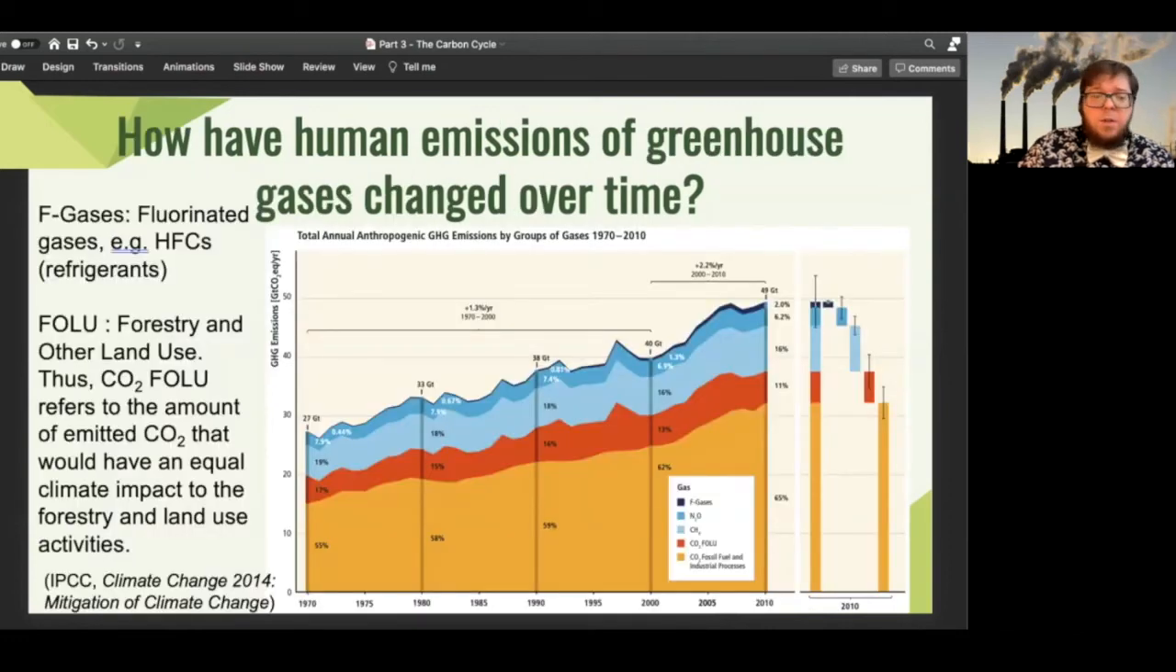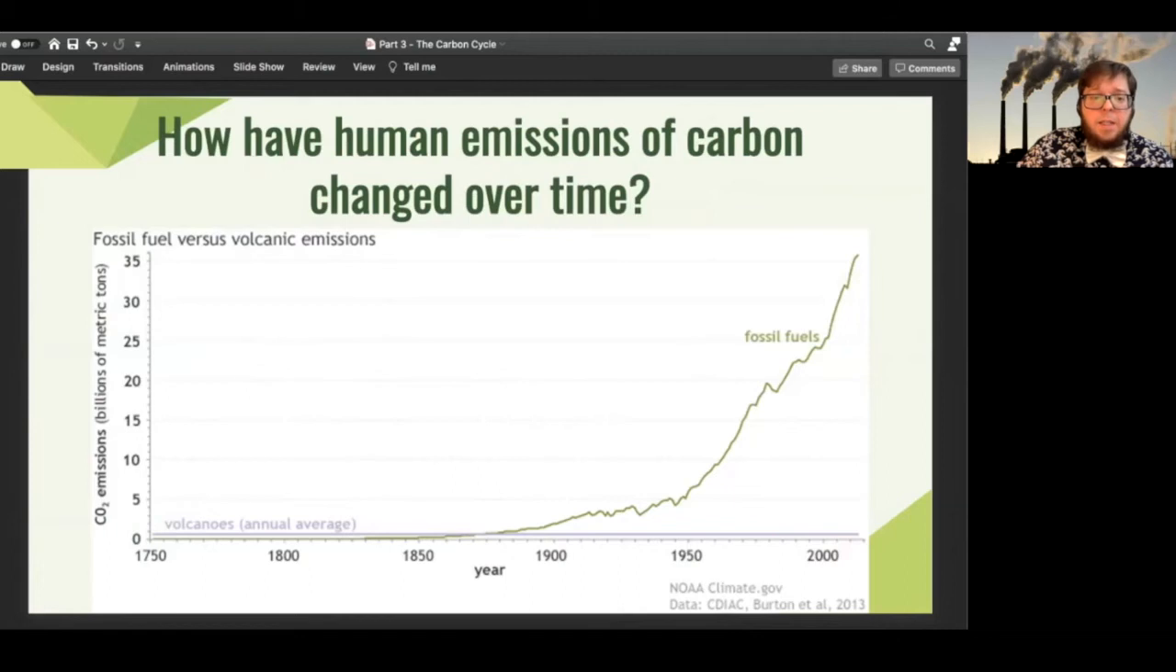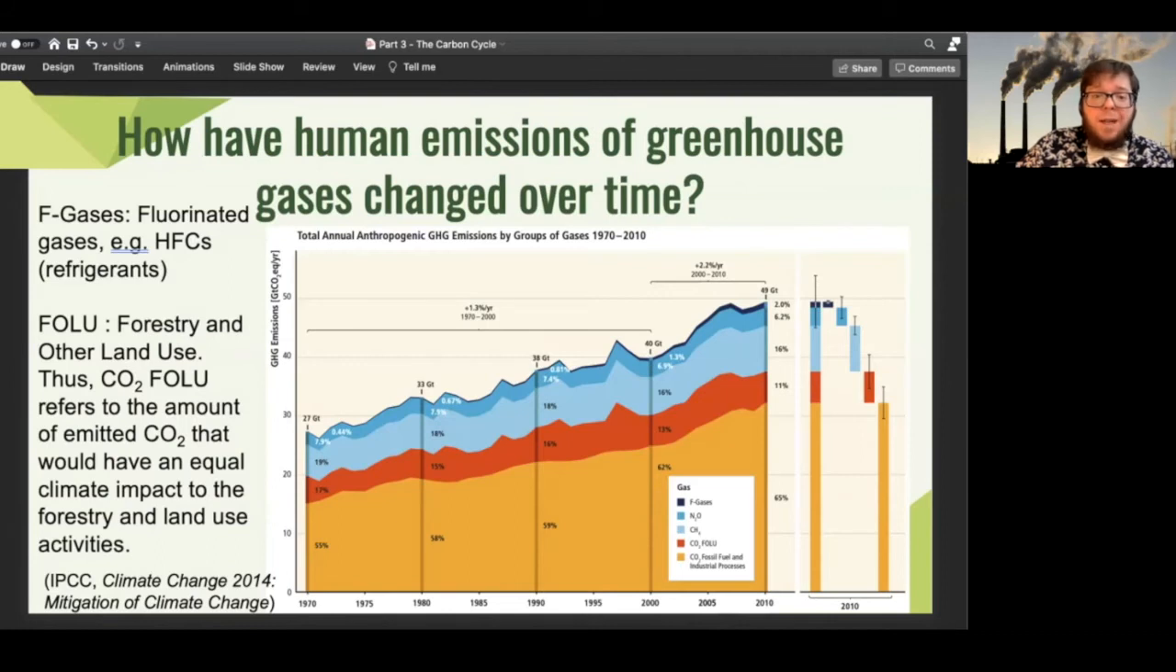Here's another. So again, this was carbon dioxide. This was direct CO2, not equivalent. Here's the equivalent graph for greenhouse gases in general. So now we're at gigatons CO2 equivalent per year. And so this is broken down by type of gas.